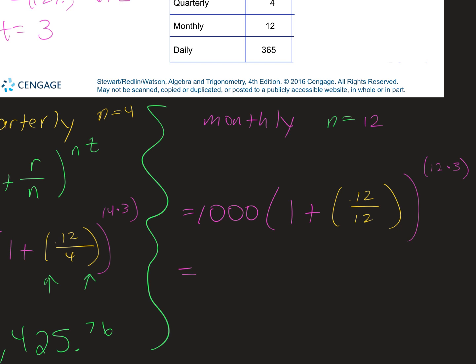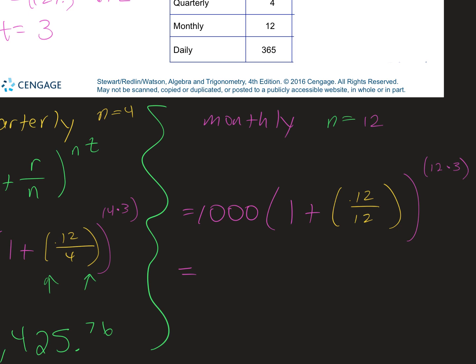I'm gonna walk you through it. Ready? So do 0.12 divided by 12. 0.01. Okay, plus 1. Then raise that to the 12 times 3, 36 power. The x to the y, you got it? 1.430. And then times by 1,000. 1430. You're going to work from the inside out.